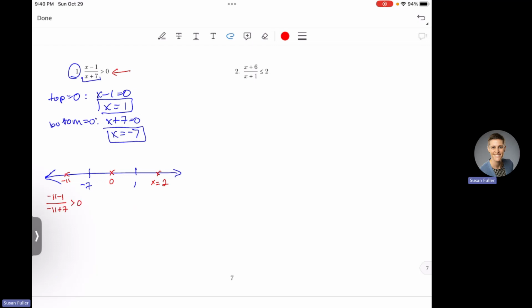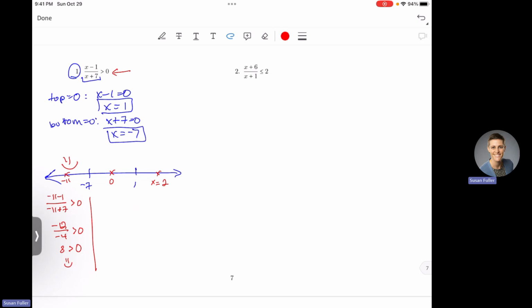My inequality says that should be greater than 0. So now let's see if this thing is true. I'm going to have negative 12 on top and a negative 4 on the bottom. That simplifies to 3. 3 is greater than 0, which means this works. So I'm going to include the part that's less than negative 7. And so now let's test the other pieces.